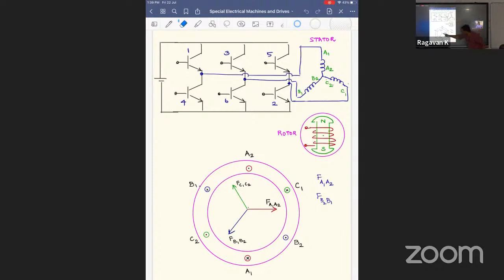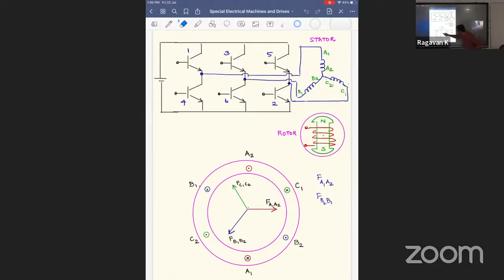If it is A1, A2, the vector will be like this. If the current is from B2 to B1, the vector will be like this, because what I have shown is for the convention A1, A2, B1, B2, C1, C2. If the current flows from B2 to B1, then the vector will be like this. So at any time you energize any 2 windings, the 2 vectors will be displaced by 60 degrees. I am talking about the armature excitation. Now we are not interested in the individual MMF vector produced by the winding excitation. We are interested in the resultant.